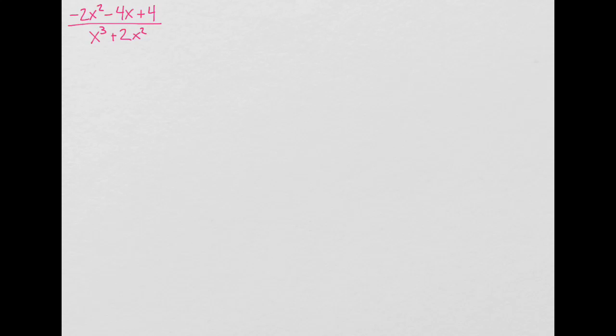So remember, the first step to starting a partial fraction problem is to go ahead and actually factor the denominator. So to factor this denominator, we're going to factor out that x squared, and we should get this. And so now that we've factored it and we've gotten x squared times the quantity x plus 2, now we're going to actually split it up into our different fractions.